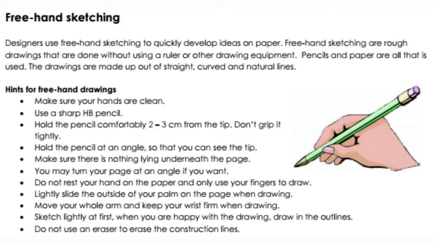Hints for freehand drawings. Make sure your hands are clean. Use a sharp HB pencil. Hold the pencil comfortably 2 to 3 centimeters from the tip. Don't grip it tightly. Hold the pencil at an angle so that you can see the tip. Make sure there is nothing lying underneath the page. You may turn your page at an angle if you want.